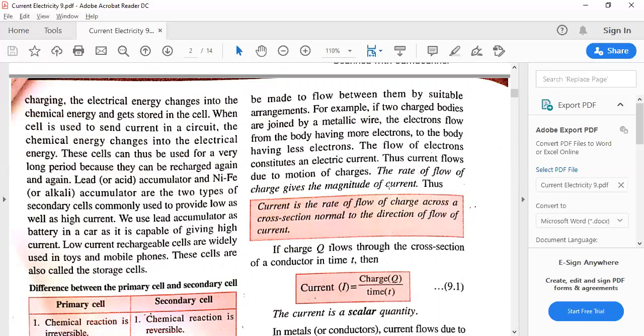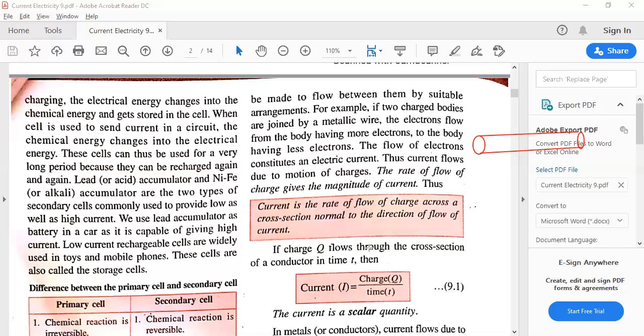So what is current? The rate of flow of charge gives the magnitude of current. Normally, current is the rate of flow of charge across a cross section. Cross section means, this is the cross section of the wire. So this is a wire, and current is the rate of flow of charge across this cross section, normal to the direction of flow of current.